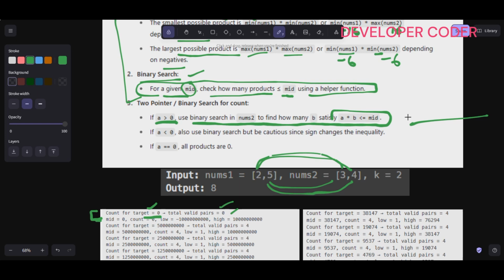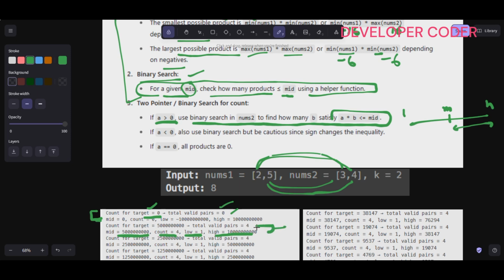Then next time, in this range, low, high, mid, when I did, I get 0, but I need 2. So that means it lies somewhere here. So next time my low I'm going to update to mid plus 1. Mid was 0, so low is 1, and high is going to remain as it is. And now I'm going to calculate the mid, so I'm going to get mid somewhere here, and this is the target. Until here I'm checking, so until here all are possible. So count is equal to 4. So total valid pairs is equal to 4.